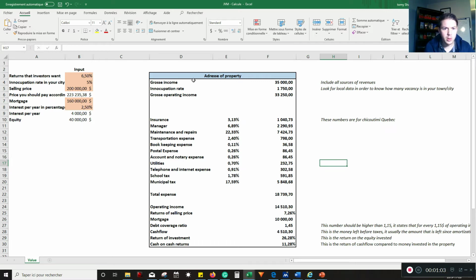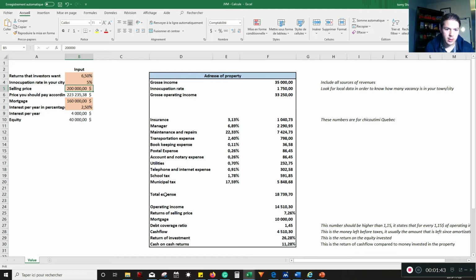You need to determine how much money it is making per year. So in this example, I've put $35,000 and I've put 5%. If we change this number to 10%, it's going to automatically change how much money it is going to make. This includes people that are not paying, the vacant apartments. It includes everything. Then we get to our gross operating income, $33,250. This is where a lot of people make mistakes.